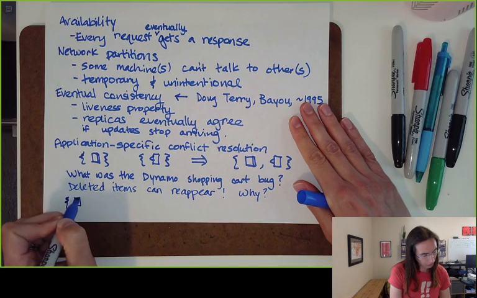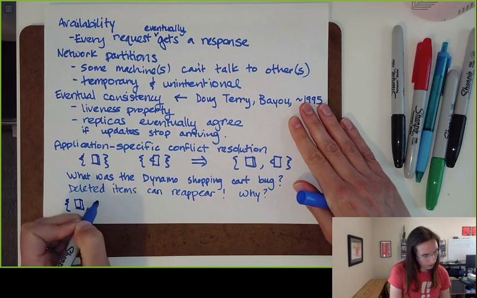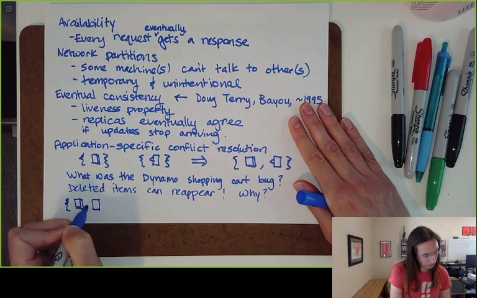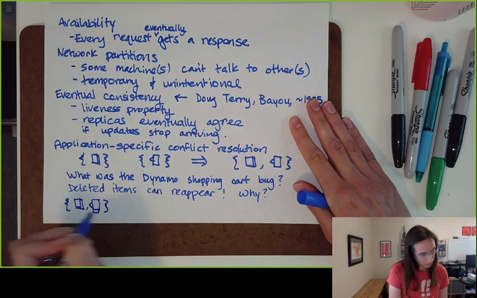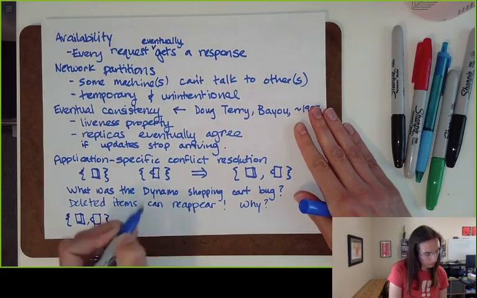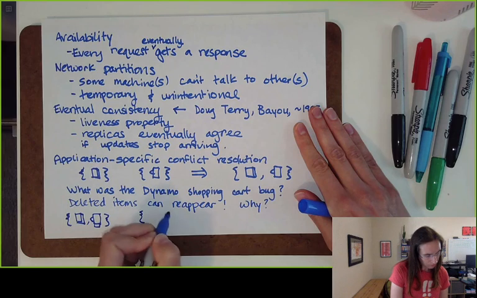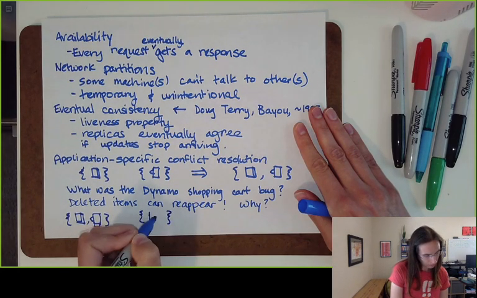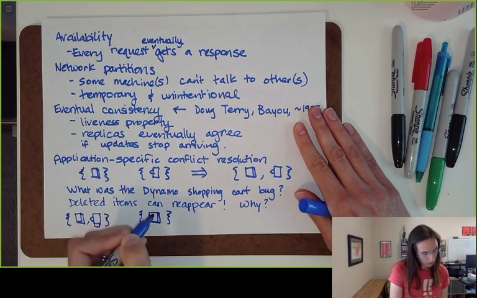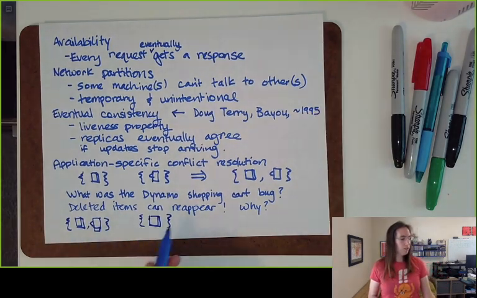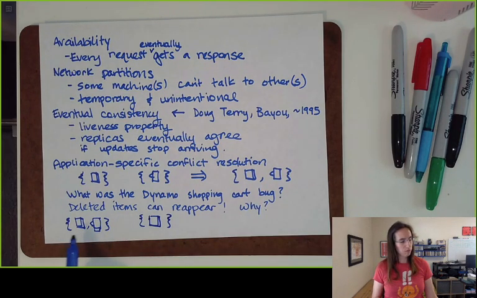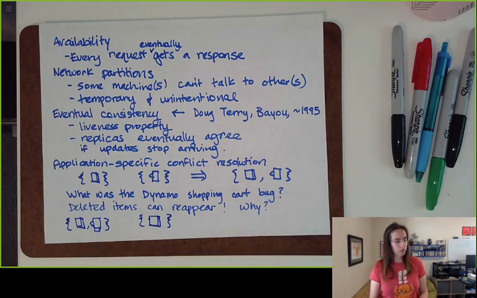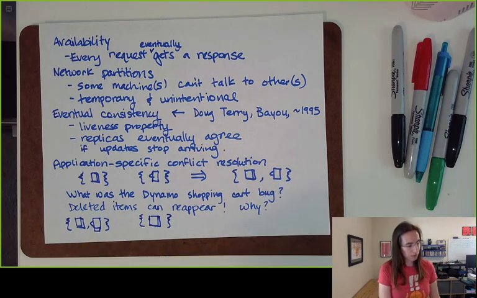Let's say one replica has found out about the book and the blender. And then we have this other replica over here, which maybe just had the book. So at that point, we're still fine, right? Like the union of these is still what we want, right? The union of these two sets is still book and blender, one of each. And the book has maybe been copied over here.